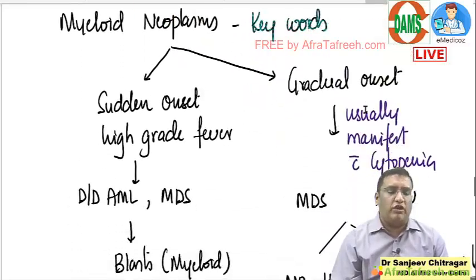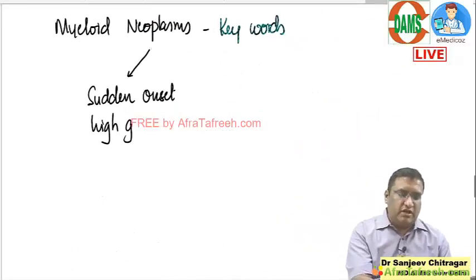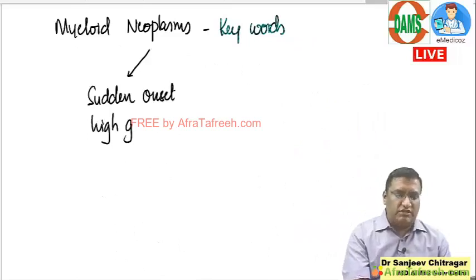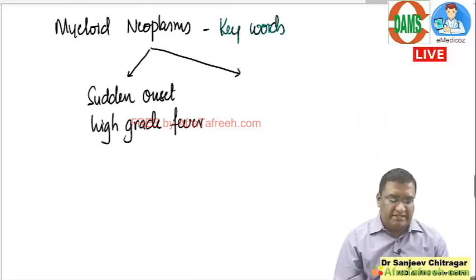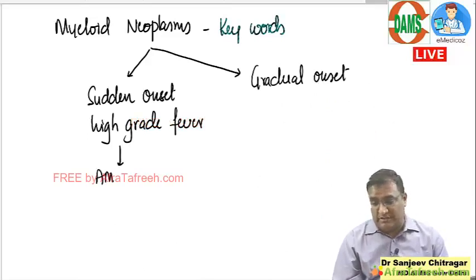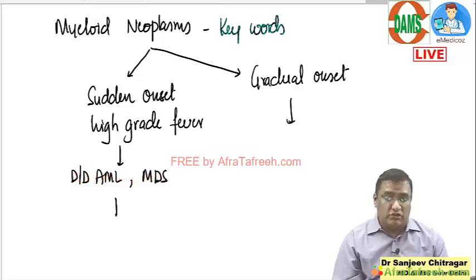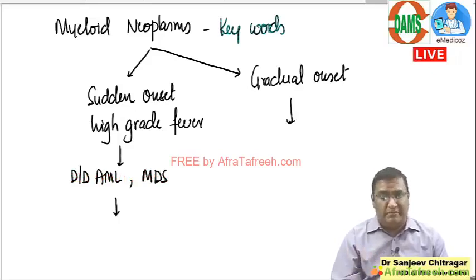Keywords for myeloid neoplasms now. Yes, let me start with clinical words. Again, sudden onset and high grade fever, etc., or gradual onset. Look for sudden onset or gradual onset. Sudden onset, the differentials will be AML mostly, but can also be MDS. Gradual onset, for sure, it will be MPN, even MDS can be there.